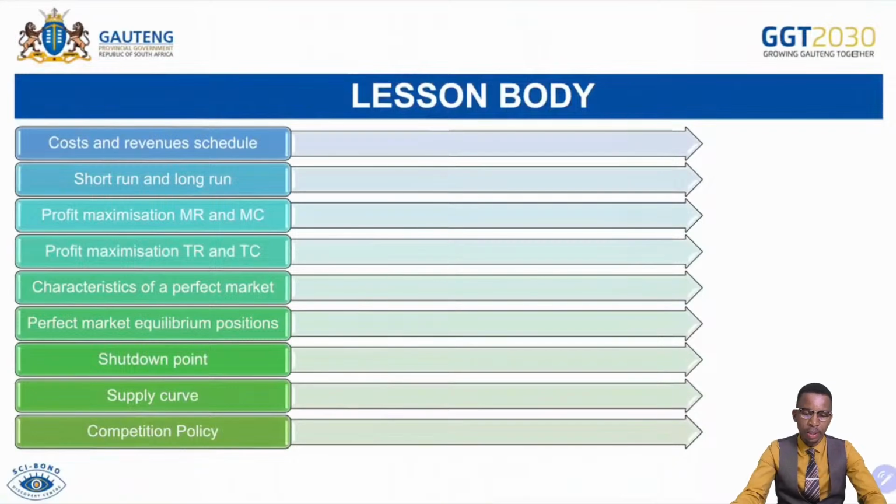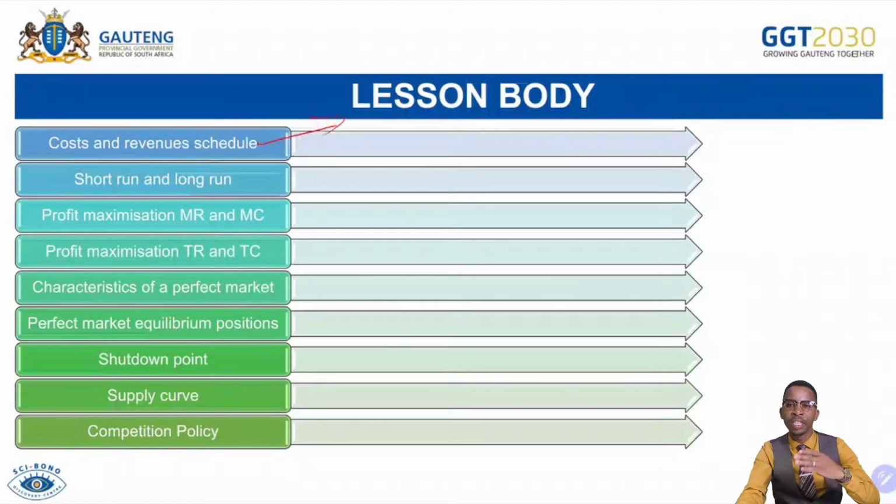This is the lesson body. We'll be dealing with this. First, we'll be discussing the cost and revenue schedule. That's when we give you the difference between different costs. We have about seven costs and about three revenues. And then we will give the difference between short run and long run, which might come in your exam for at least 8 marks.